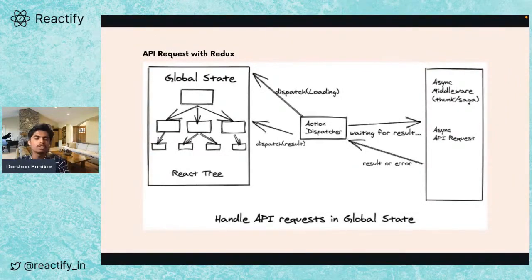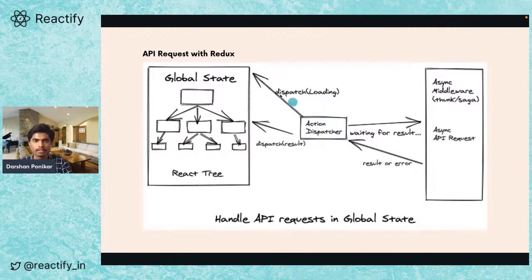Again, let's suppose you are handling the API request with Redux. As you can see, we have some asynchronous middleware, let's say Redux Thunk. What the async middleware does is, let's suppose you have an email server and you are writing an email. As long as your user clicks on the button, you are dispatching some sort of events.